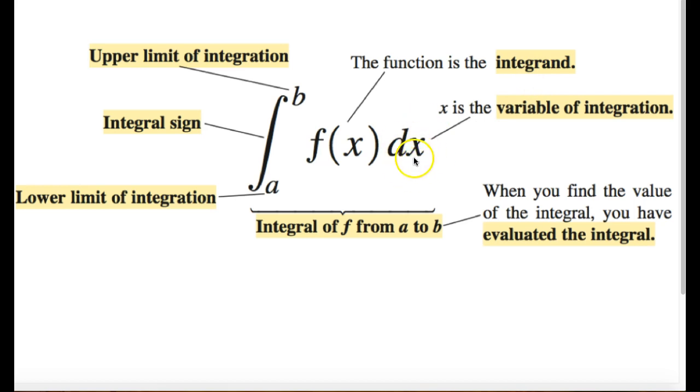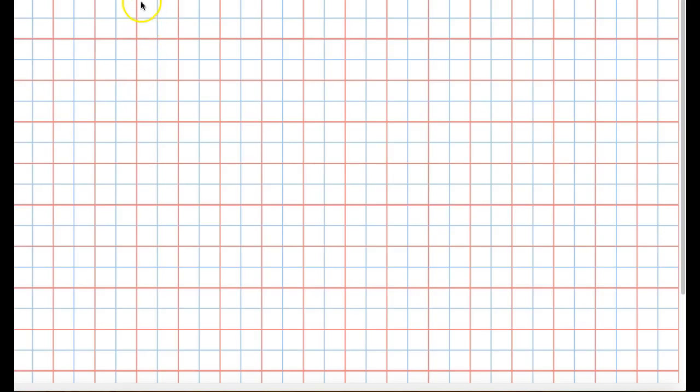And then this tells me what variable I'm integrating with respect to. The way that we would read this whole thing is the integral of f of x from a to b. And when we find the area under the curve, or find the value of the integral, we have evaluated the integral. So let's practice a few of these simple ones. I'm just going to make up examples as we go here.